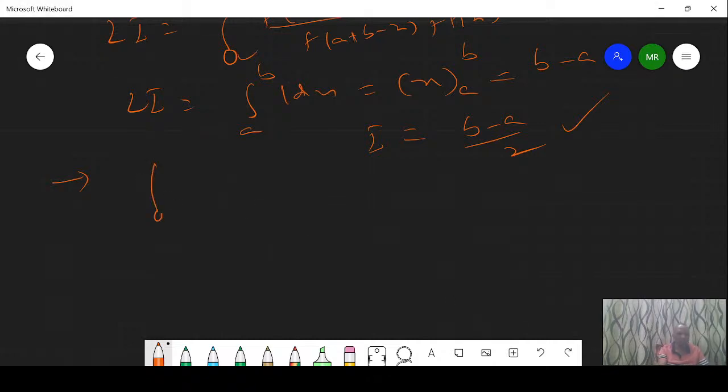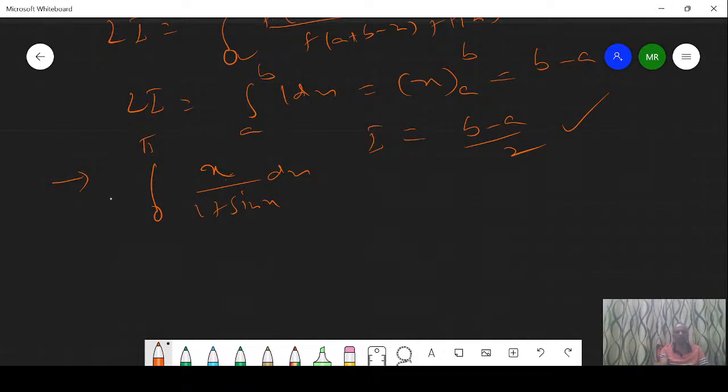Right now I am seeing another one. Suppose they give integral 0 to pi, x by 1 plus sin x dx. Look at it, 0 to pi x by 1 plus sin x dx. When they are giving this problem, x by 1 plus sin x dx, you can use the same concept here. This is I is equal to. You can tell your answer now.